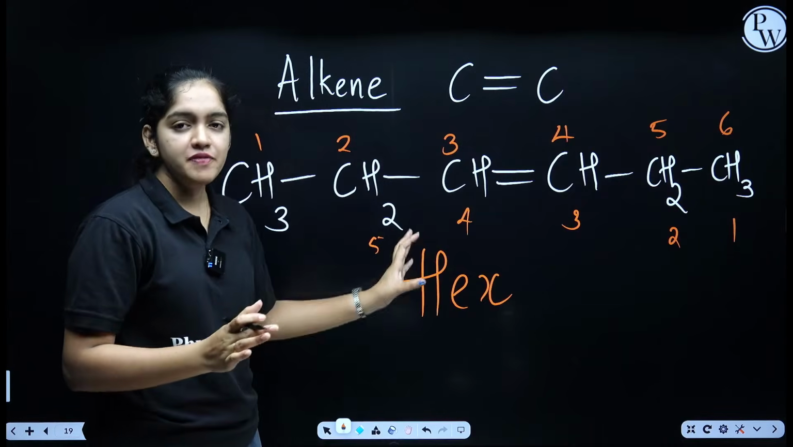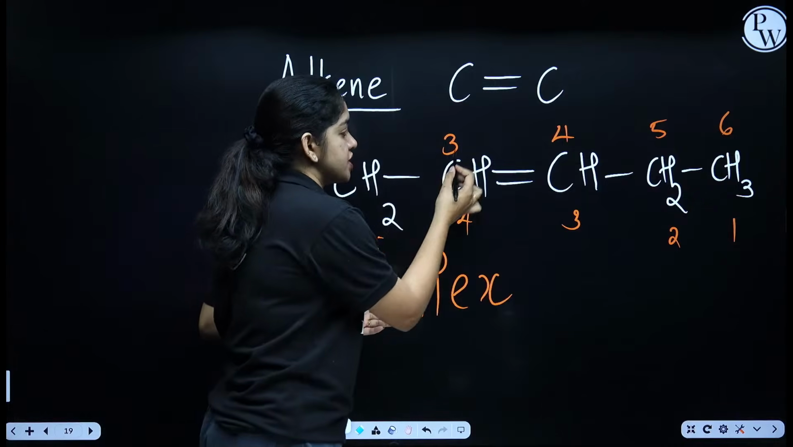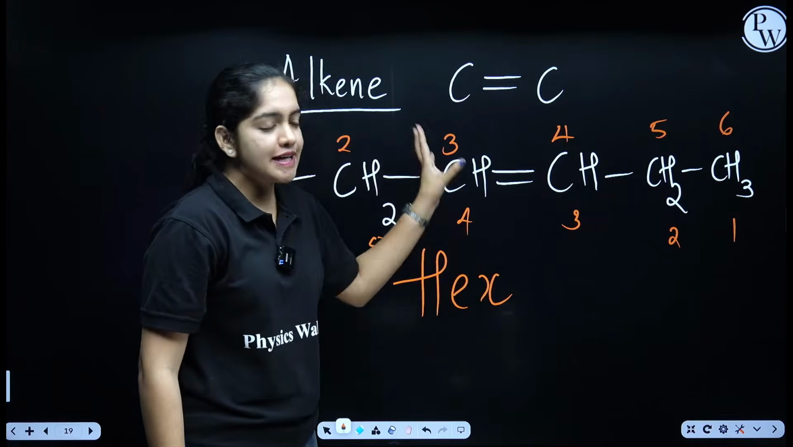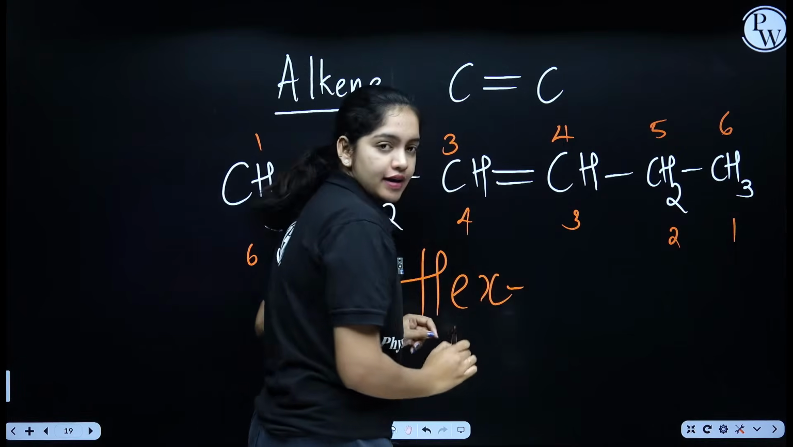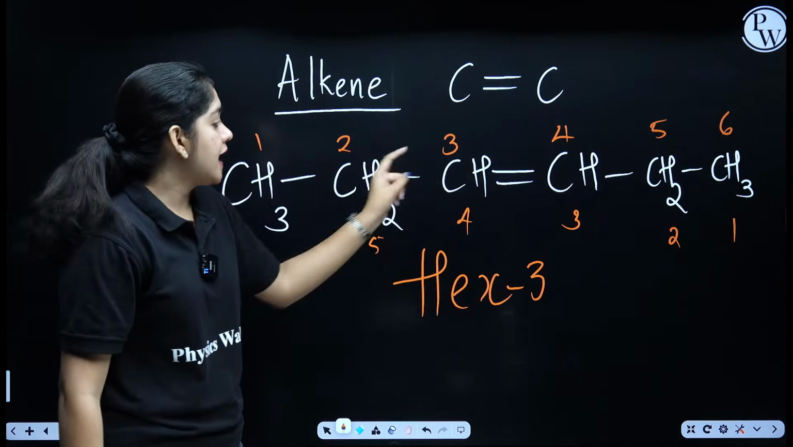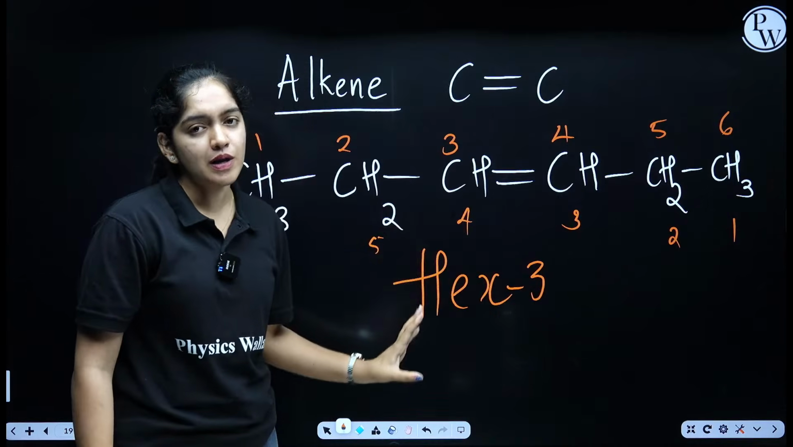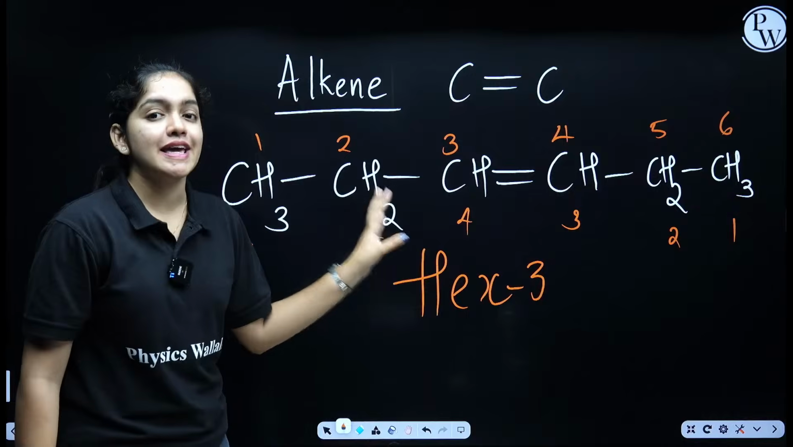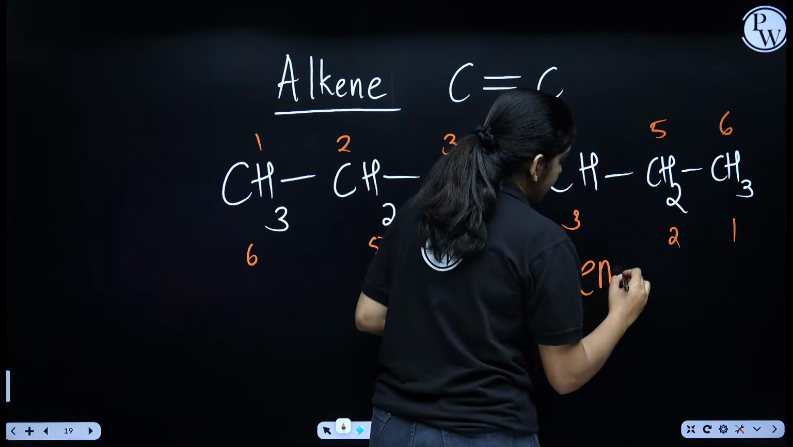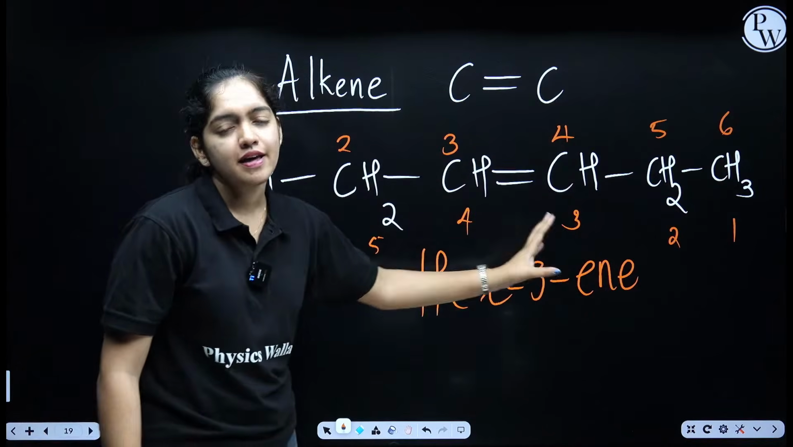Okay. Now, we are going to learn the rule. Be careful. First, write the parent name, that is hex. Then, third position, 3, 4, double bond is there. Comparing 3 and 4, 3 is the smallest one. Take 3. Give a hyphen, write 3. Hex-3. Third position, a double bond is present. To show that this compound contains a double bond, the name should end with ENE. That is, third position, a double bond is there. So, it will be ending with ENE. Hex-3-ene. Got it?